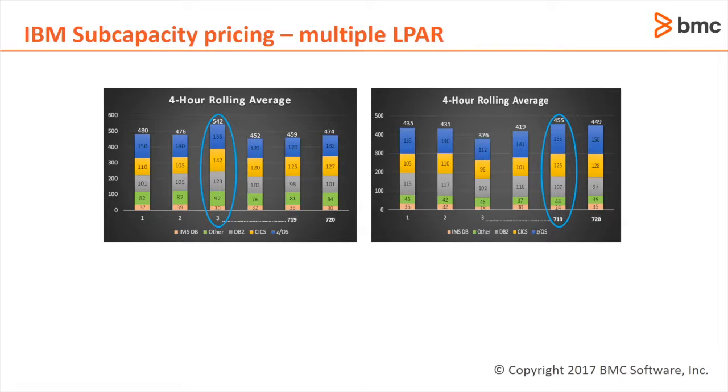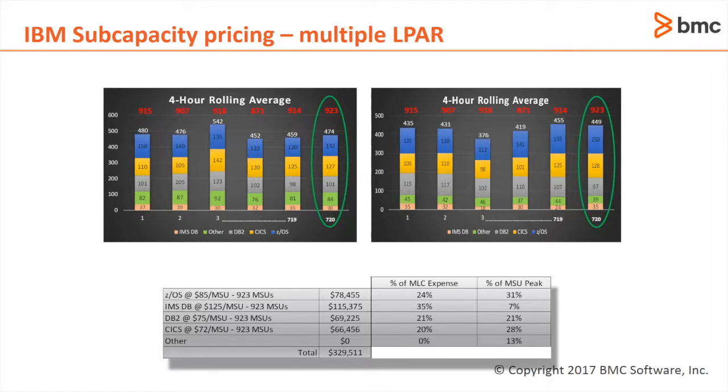Instead, the aggregate peak is calculated as the combined rolling 4-hour average for the two LPARs. So for example, in interval 1, the rolling 4-hour average is calculated as 915 MSUs. That's 480 MSUs from LPAR 1, 435 MSUs for LPAR 2. This combined peak is then calculated for each interval across the entire month. The peak is then determined as the highest combined rolling 4-hour average. In this case, that is 923 in interval 720. IBM will now bill this customer using 923 MSUs as the basis for the products running on the two LPARs.